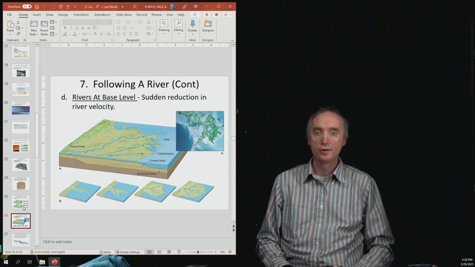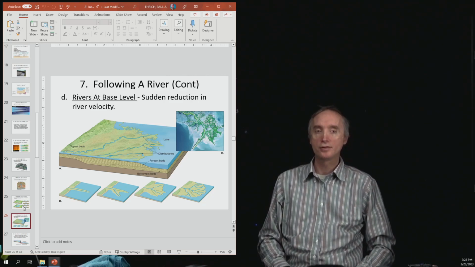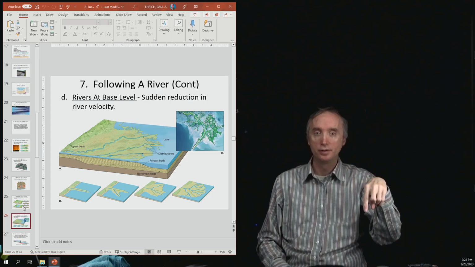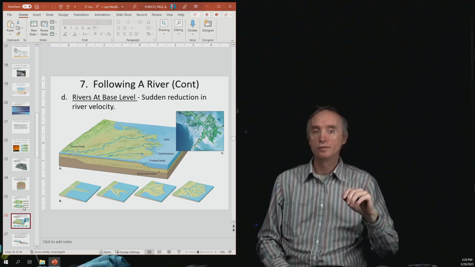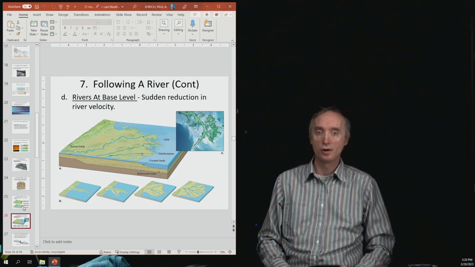Okay, so we followed our river from the mountain. It got to the plains, and then as it went across the plains, it was meandering. And now this river is going to come to its ultimate base level, which is going to be the ocean. So what's it going to do?